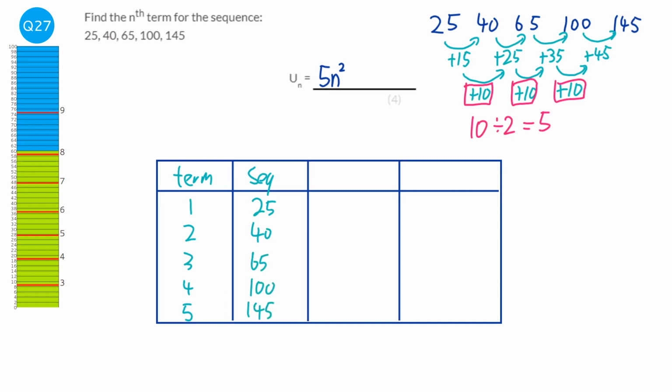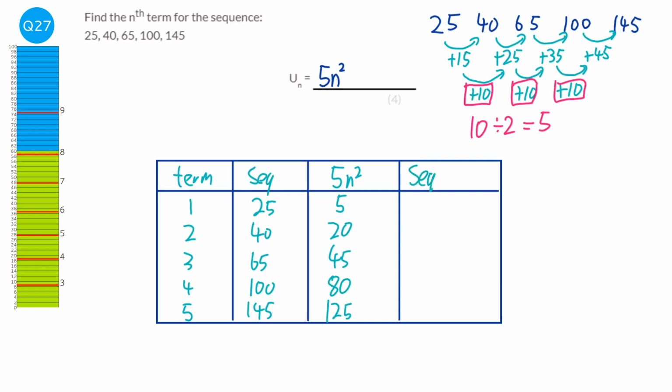Now, what we want to do is remove the 5n squared from our sequence. So what we're now going to do is add a 5n squared sequence onto this table. So we do 5 times 1 squared, which would be just 5. And then 5 times 2 squared, which would be 20. 5 times 3 squared, 45. 5 times 4 squared, 80. 5 times 5 squared, 125. And what we're going to do is remove that from our sequence.